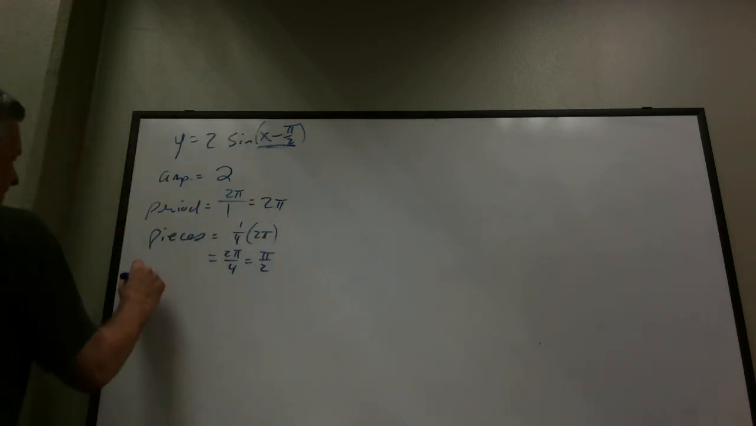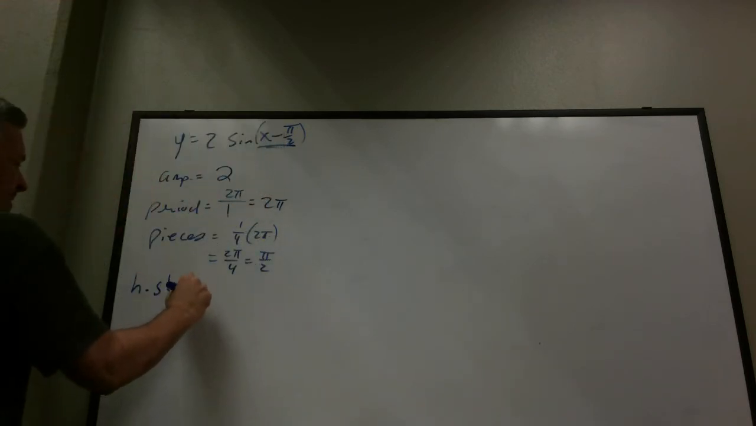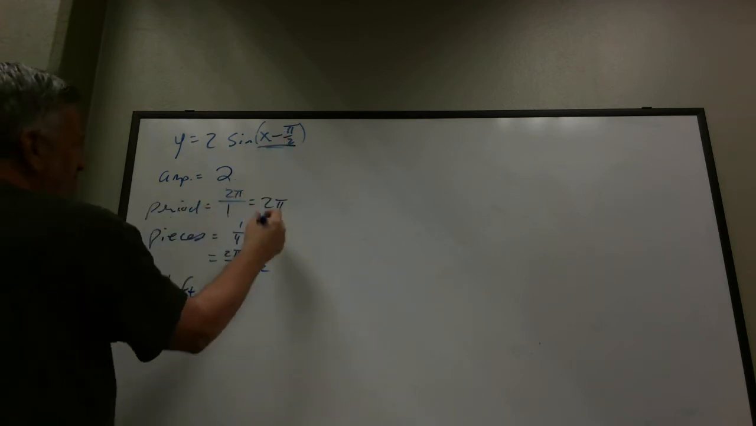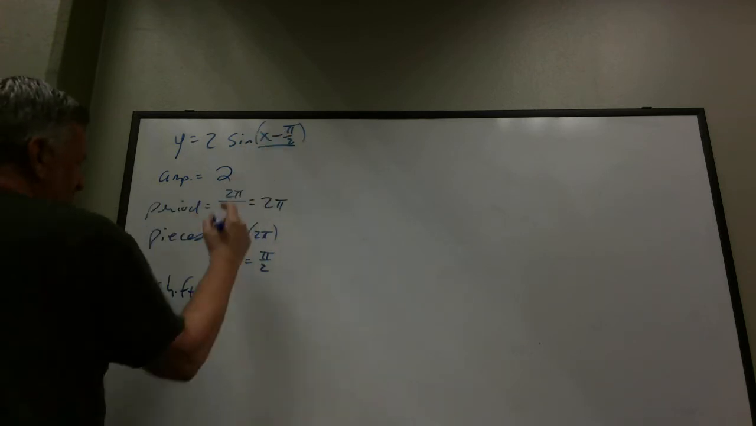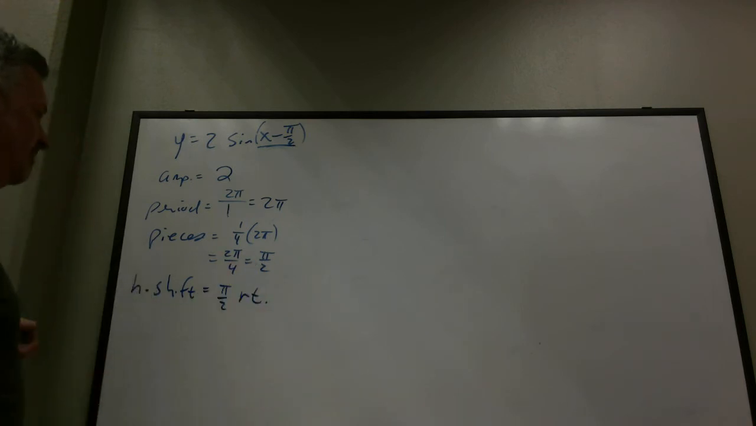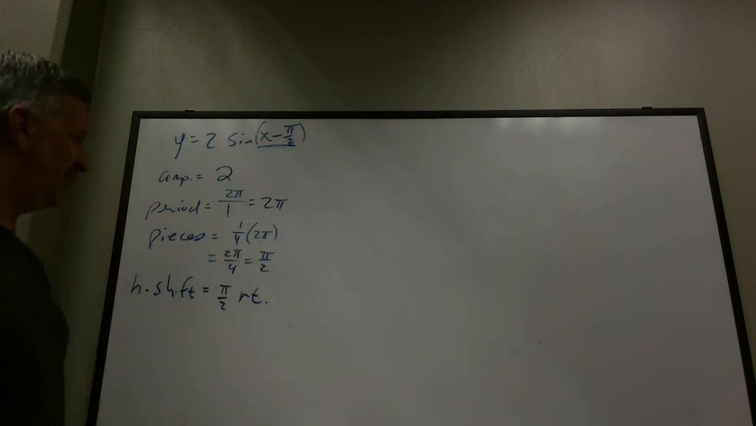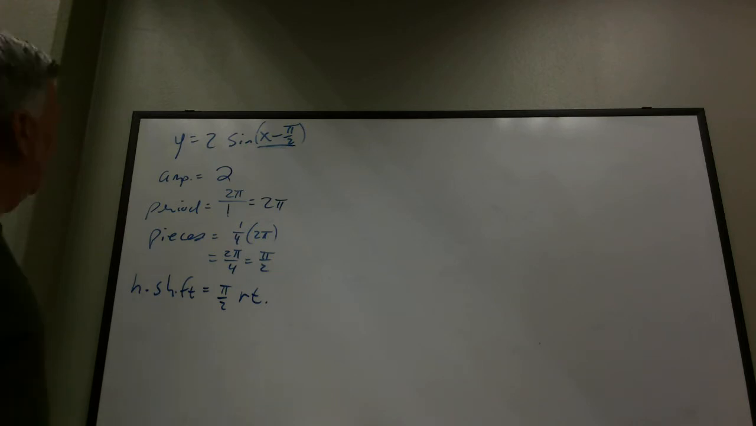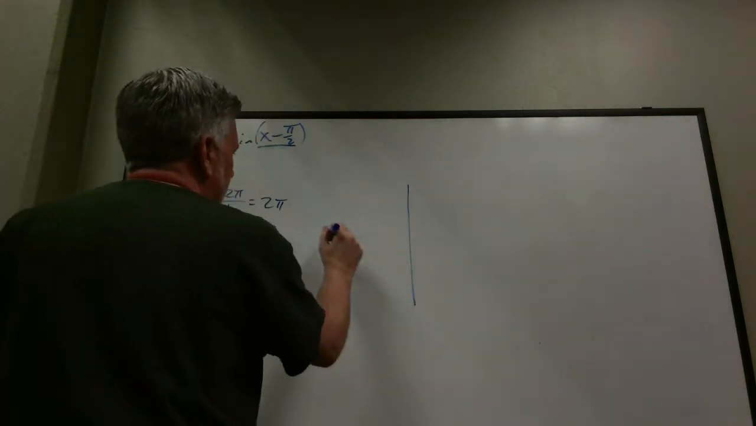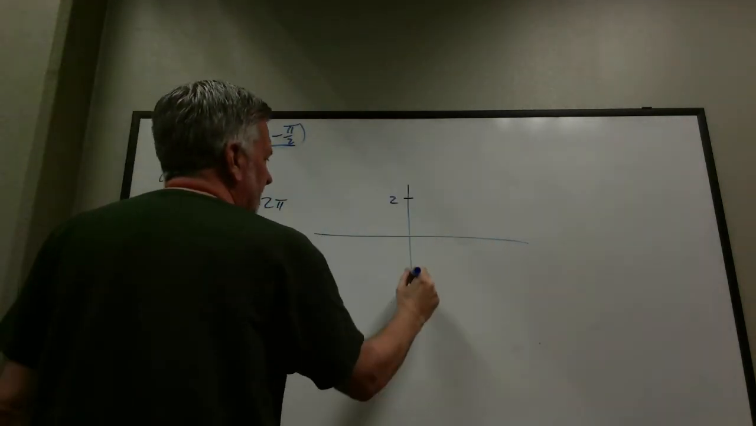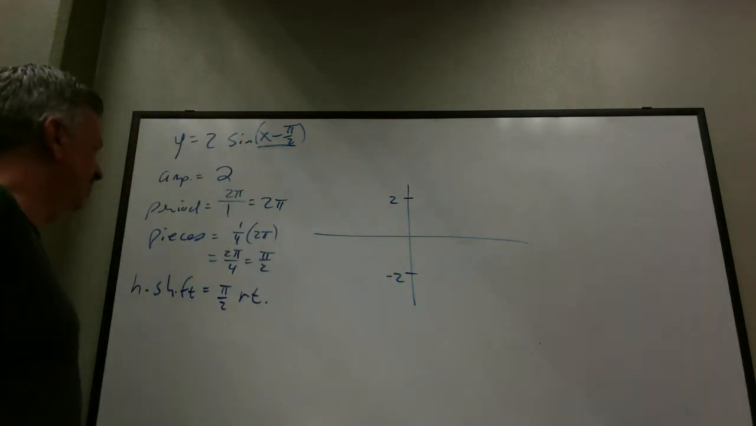Alright, so the only thing left is a horizontal shift. And always tell me how much which way. Well, it's pi over 2, right? We replaced x with x minus pi over 2, so the shift is pi over 2 to the right. Because it's x minus pi over 2, you go to the right. Okay? So let's do the sketch here. So the amplitude is 2, so again, our range is negative 2 to 2, no problem.